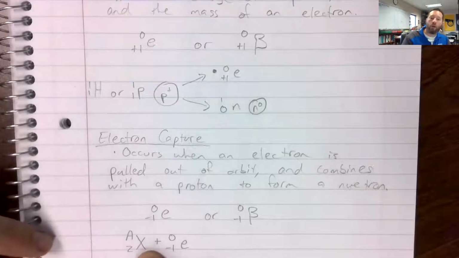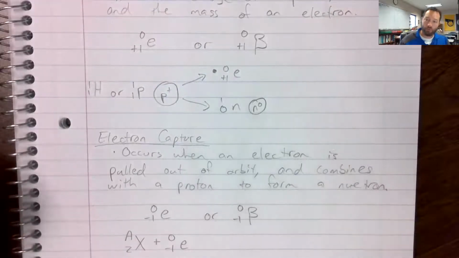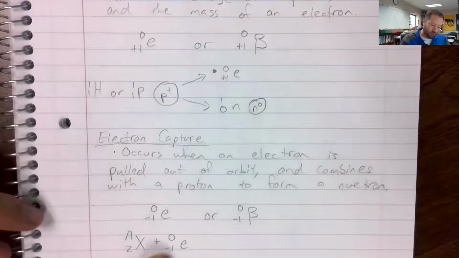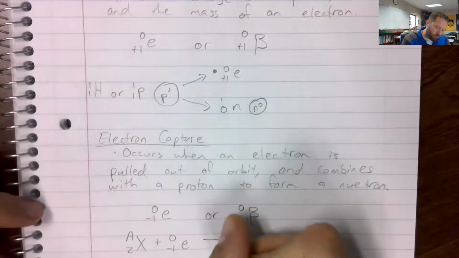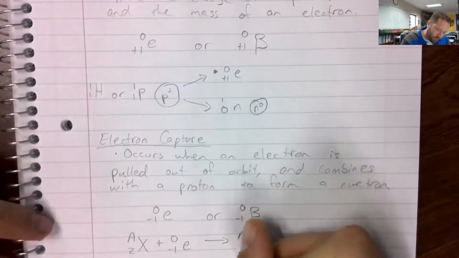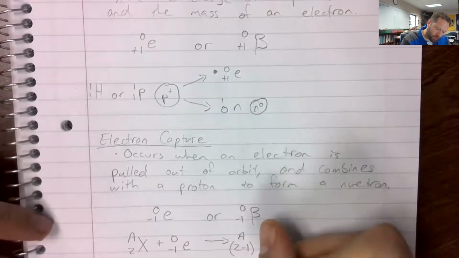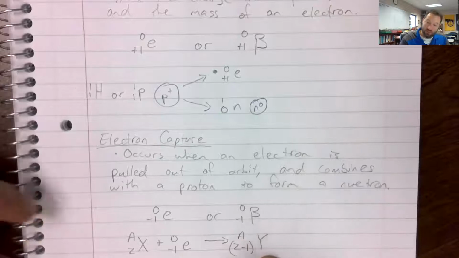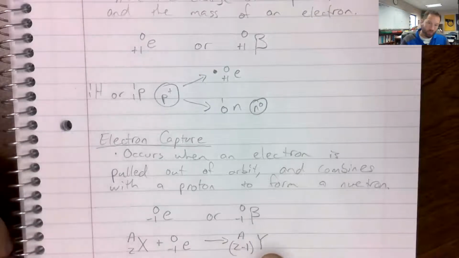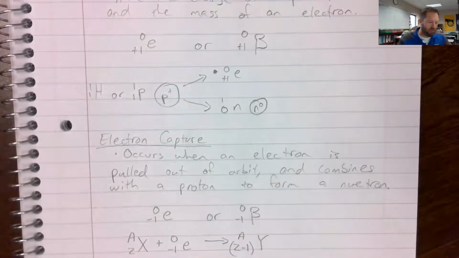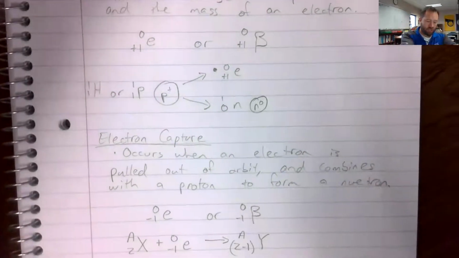So I don't draw an arrow immediately like I have for all of my other types of radiation. I'm drawing a plus sign. Those two are going to combine and you're going to form A, does not change. Z becomes -1. And we have a new element, Y. That's going to be a different atomic number, so you end up with a different element.